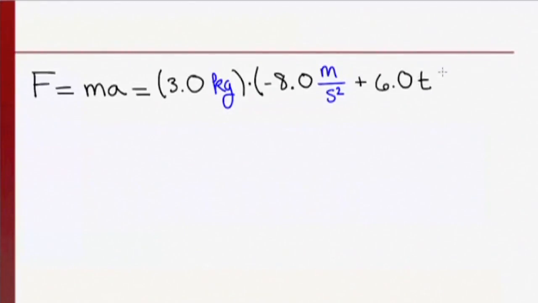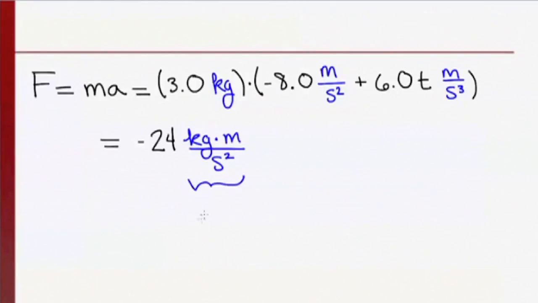And to see that this whole thing has units of newtons in the end, let's go ahead and expand it and see that each term, in fact, has units of newtons. We get minus 24 kilogram meter per second squared. That's a newton, so that's good. Plus 18t kilogram meter per second cubed.